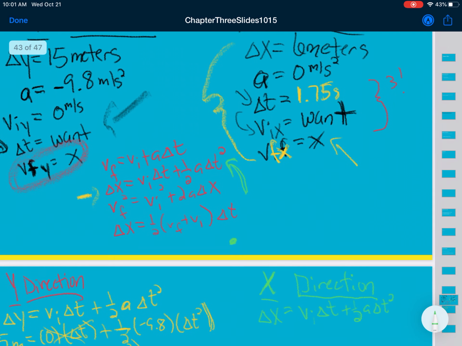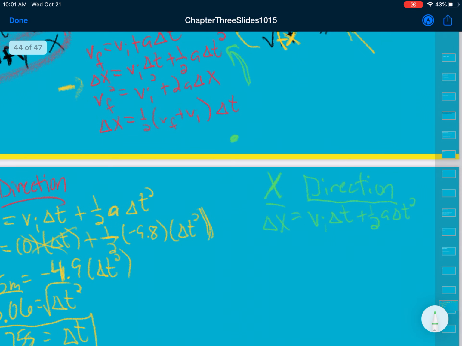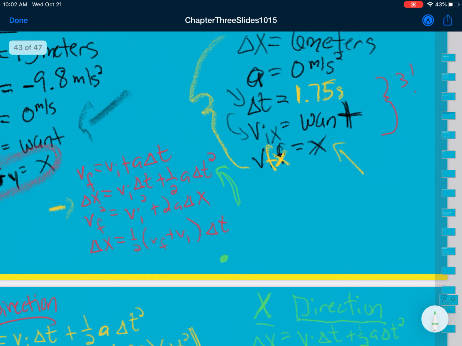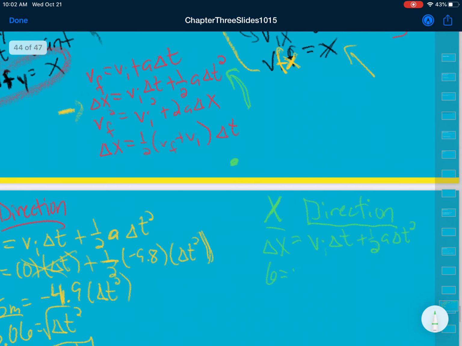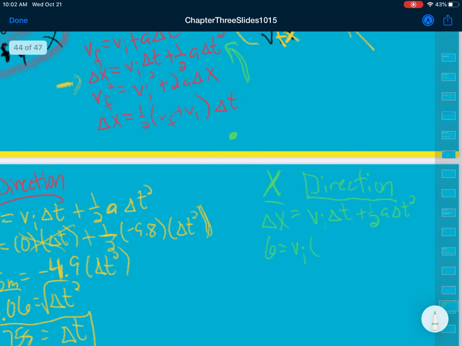Let's go back up here. What do we know? Let's just go ahead and plug it on in. My delta x was 6 meters, so come down here. 6 equals VI. VI was what I wanted to know, the velocity I threw it with, so I'm going to leave that here. My delta t was my 1.75 seconds. I got that from the last question. Plus 1/2. My A is 0, so then I can get rid of this whole term over here, right? Because 0 times anything is 0.